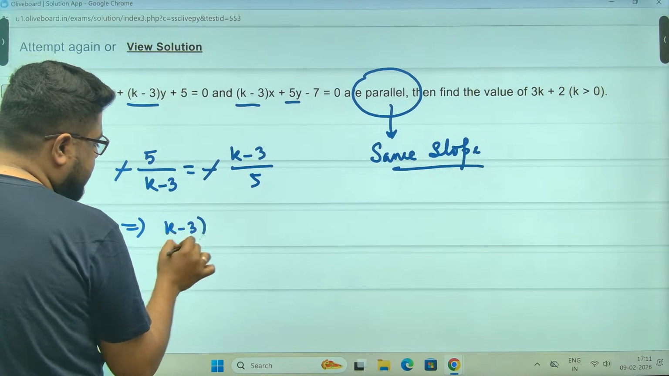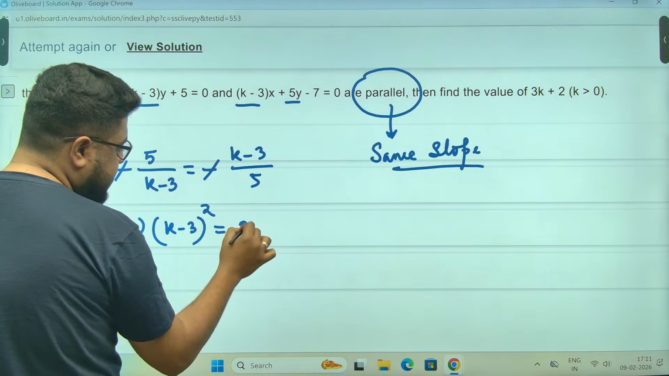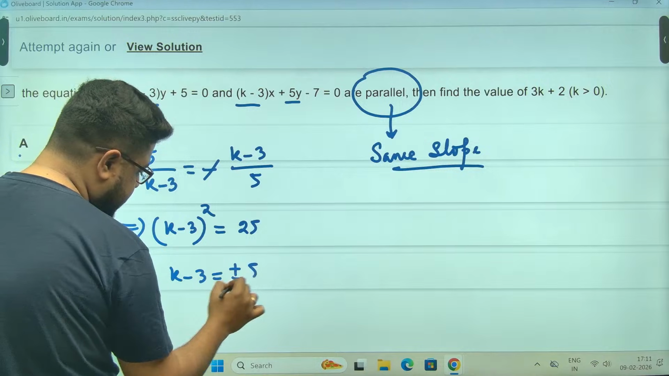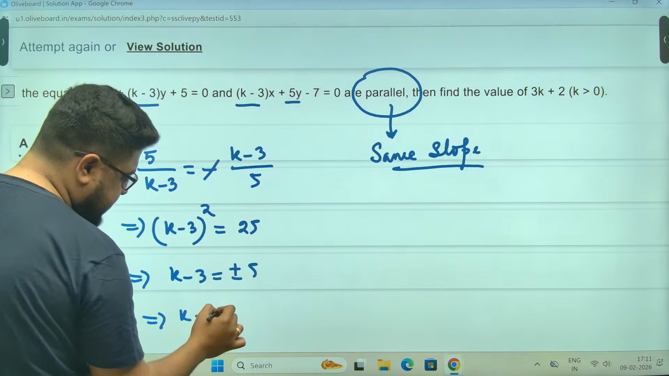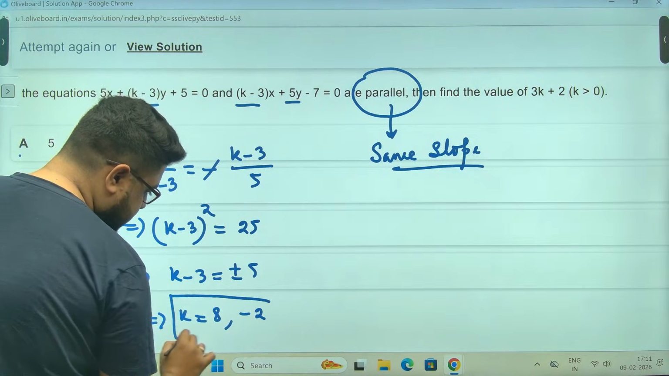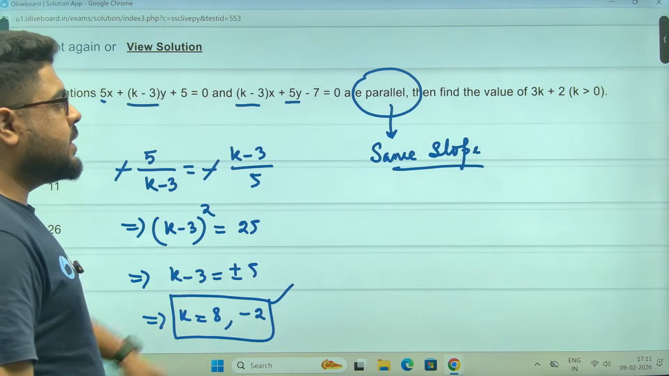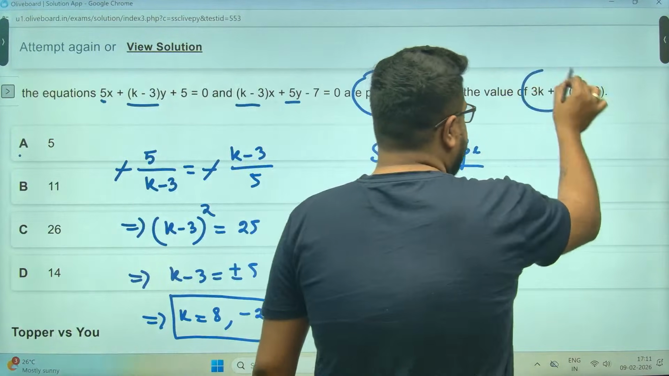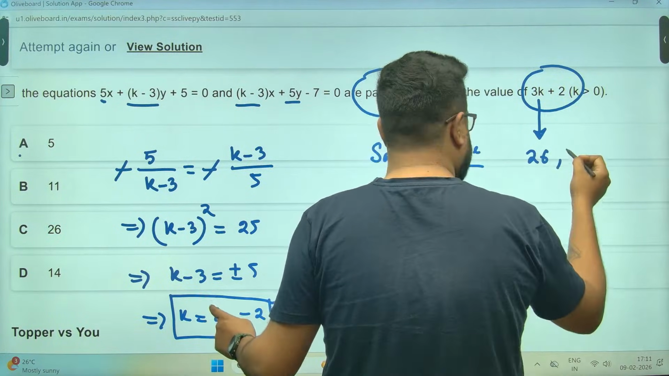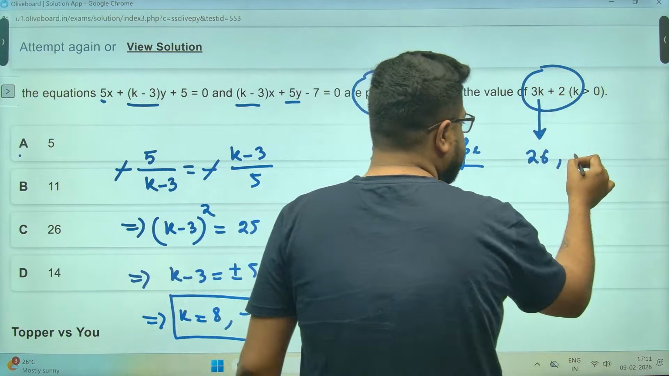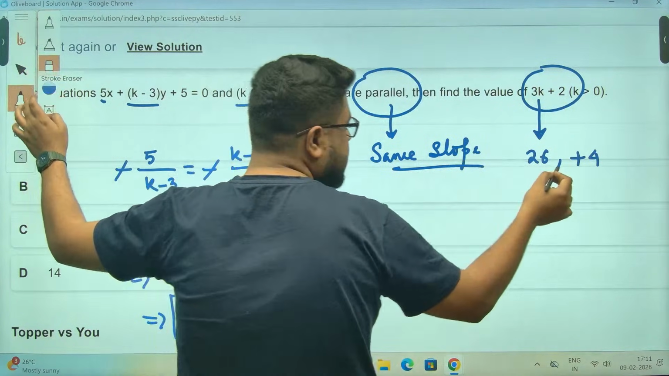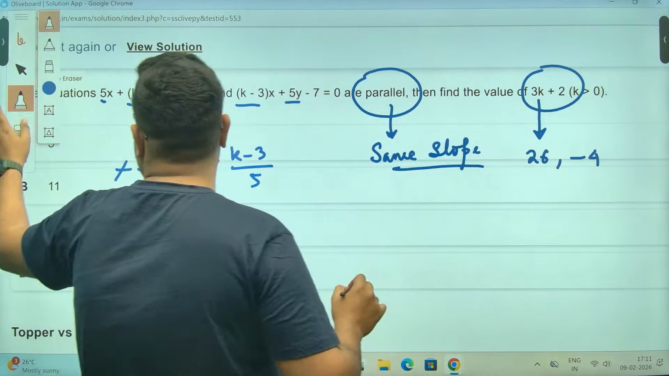K minus 3 whole square is 25, sir. K minus 3 is plus minus 5. So k will be, if plus 5 then 8, if minus 5 plus 3 that is minus 2. These are the possible values of k. 3k plus 2. Sir, if I take k equal to 8, 26, or if I take minus 2, minus 6, so this is plus 4. Sorry, minus 4. Extremely sorry, sir. Minus 4. These are the possible answers.